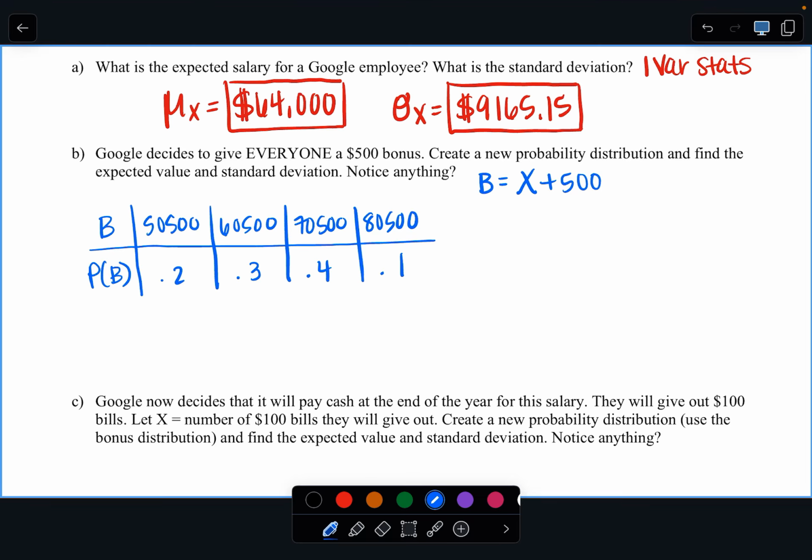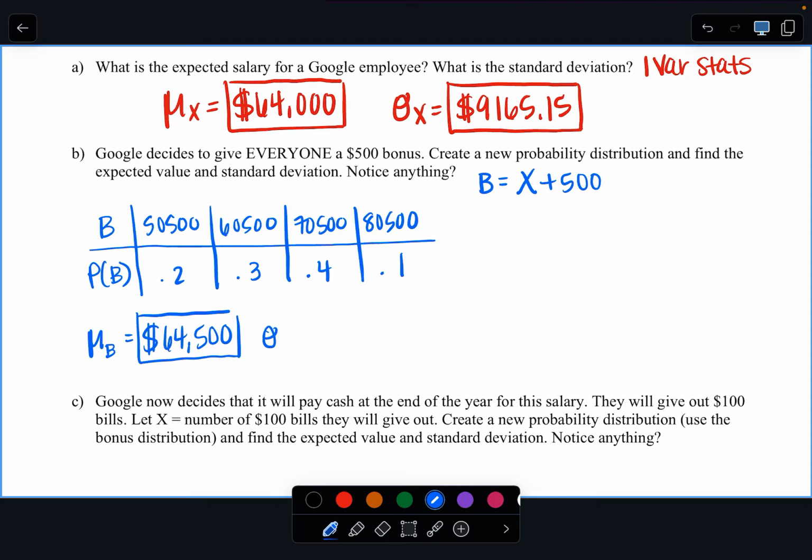And so now that I have my probability distribution, I go in again and I run the mean and the standard deviation. And that's going to be using now my outcomes as 50,500, 60,500, and so on. But the probabilities will not change. So all I did to get this next set of data is I just changed my outcomes in L1 and I got a mean of 64,500. And I got a standard deviation. Oops, it's not X, it's B. We'll be precise. Erase.